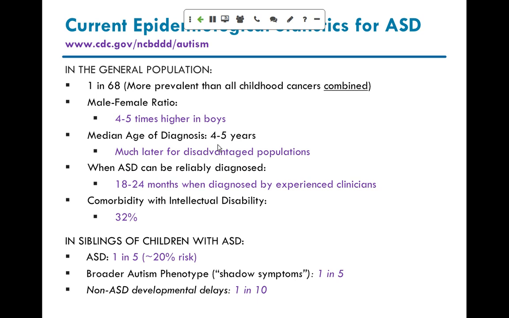Now, the comorbidity with intellectual disability remains about 30 to 40%, which is a change historically because 20 years ago, it was more like 70 to 80% of people with autism had intellectual disability. So there are many reasons for this change.